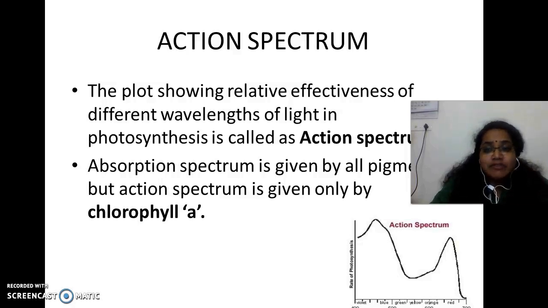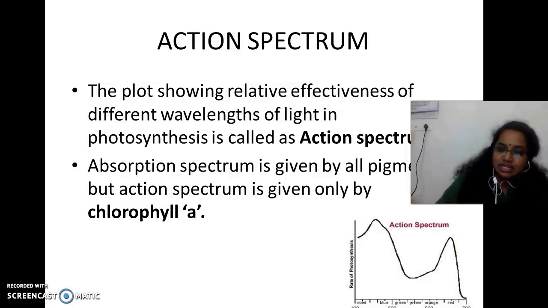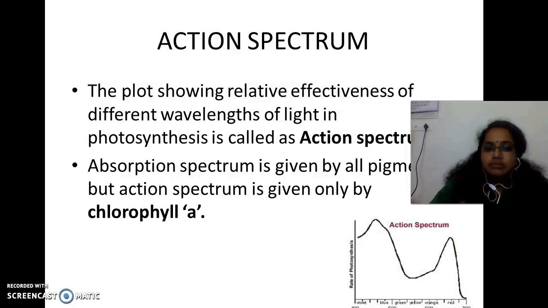Absorption spectrum is given by all pigments, but the action spectrum is given only by chlorophyll A. Why? Because chlorophyll A alone has the reaction center. All other pigments are accessory pigments. So there is no effect or byproduct in the other pigments, but only chlorophyll A has some action, being the reaction center, and it is doing the photosynthesis. Hence the absorption spectrum is given by all the molecules, but the action spectrum only by the chlorophyll A molecule.